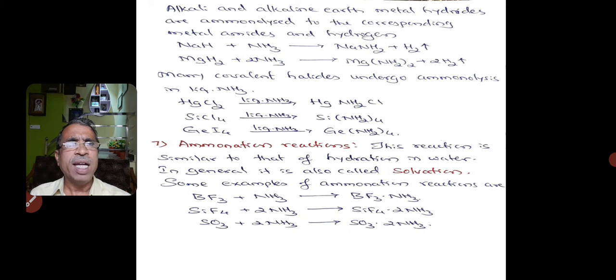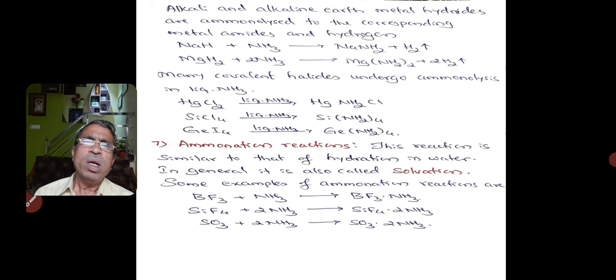Many covalent halides undergo ammonolysis in liquid ammonia. Mercury chloride undergoes ammonolysis to form mercury amidochloride, HgNH2Cl. Silicon tetrachloride in liquid ammonia gives silicon tetramide. Similarly, germanium tetraiodide in liquid ammonia gives germanium tetraamide.